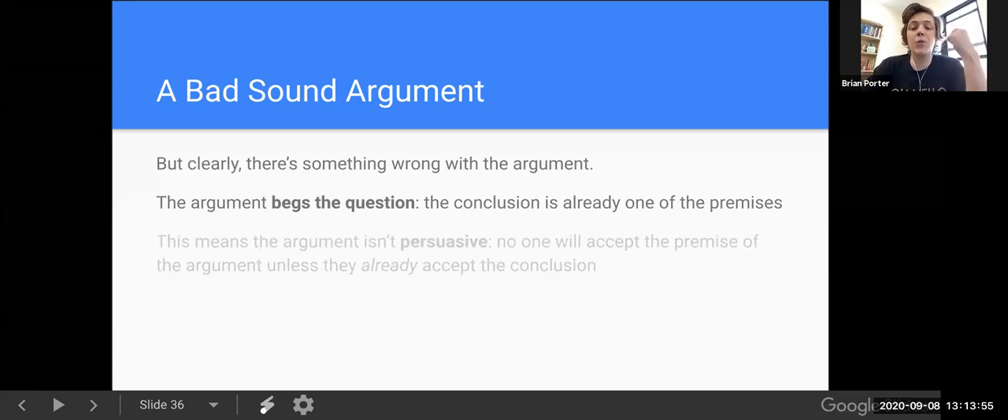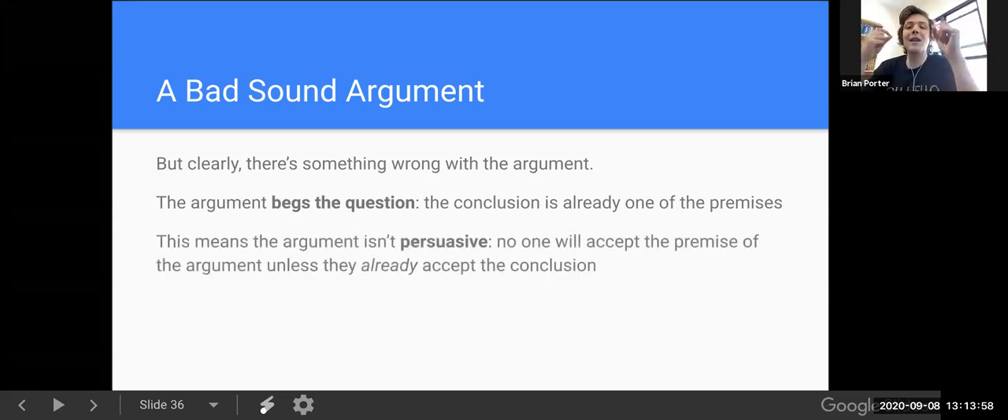The conclusion is already one of the premises, which means the argument isn't persuasive in the following sense of persuasive. And this will be on a unit assignment, so it's important to get clear on this. When we use the word persuasive in this course, what we mean is that someone could accept the premises of the argument before they've accepted the conclusion, without already accepting the conclusion. That's what it means for an argument to be persuasive, because it means that someone could, at least in theory, be persuaded by the argument.